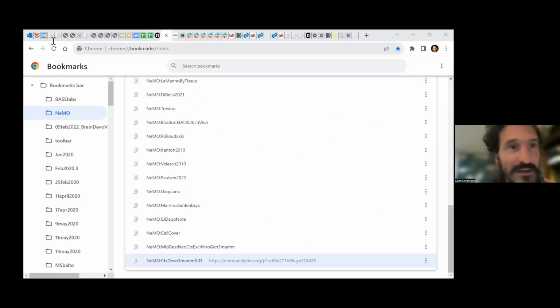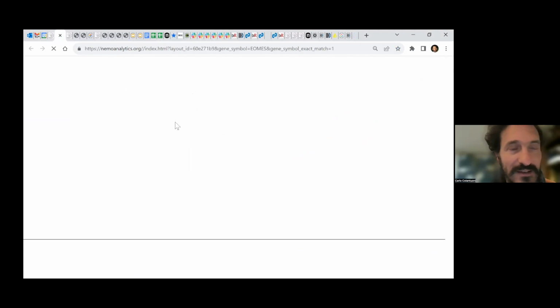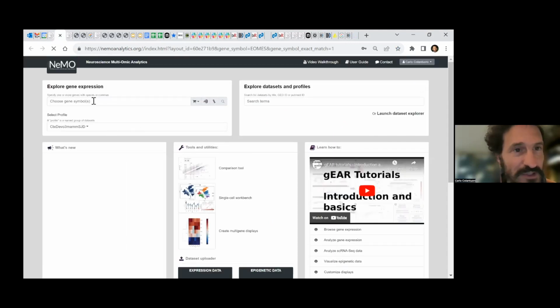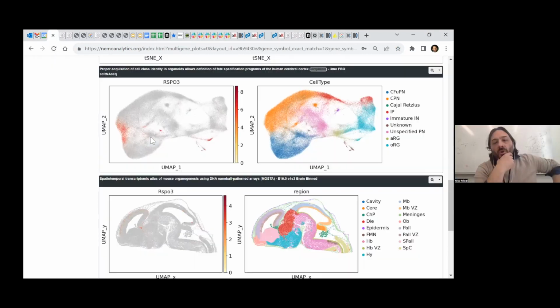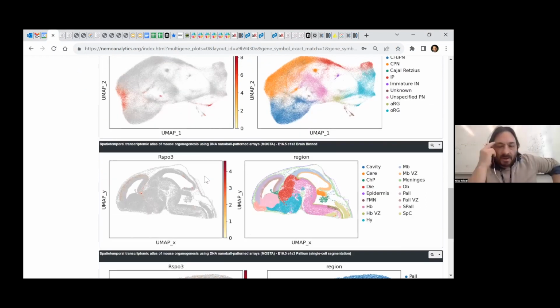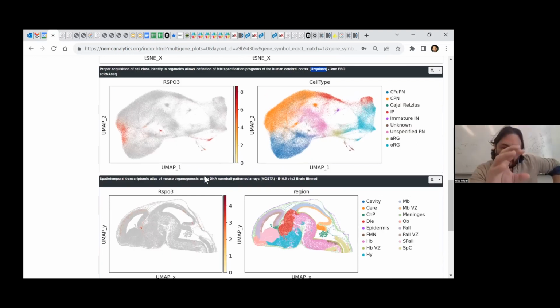I'll bring it back down. So I'll do the same for ASP23. While that loads, we'll come right back to it. We showed that ASP23 is one of the genes which is kept from early progenitors until more mature neurons.